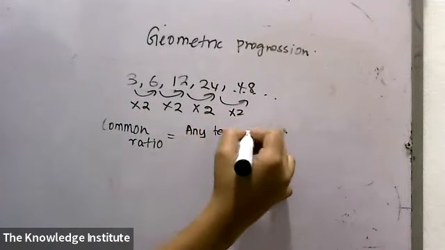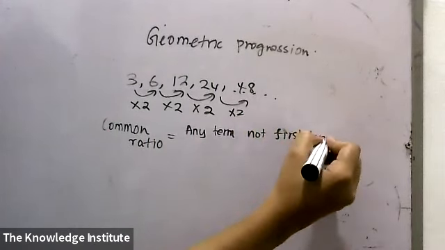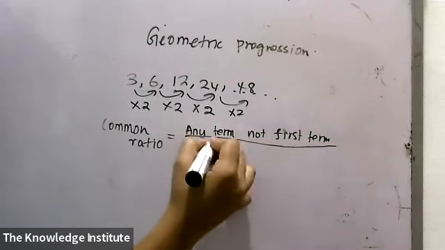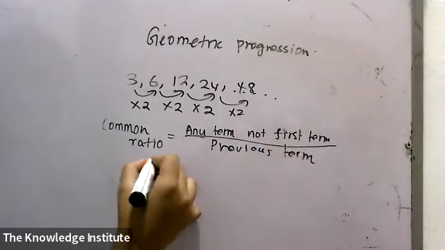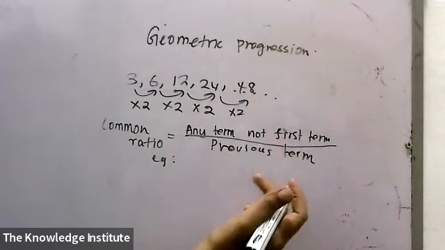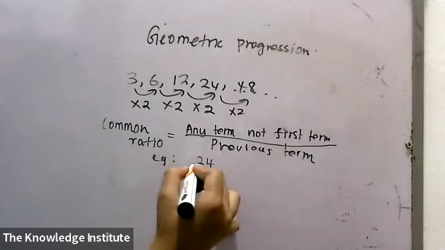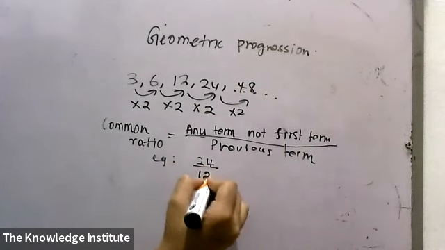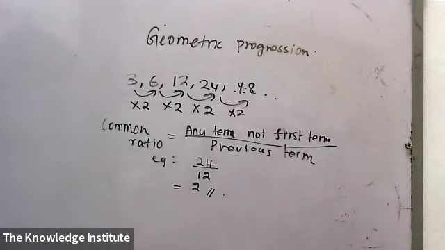So how do we find the common ratio? Any term, but not the first term, you should divide by the previous term. Example. Can you all select a term from this other than the first term? 24. What is the previous term of 24? 12. 24 divided by 12 is 2. Did you understand? Yes. Okay. Copy this faster. We will be going for the n term in geometric progression.